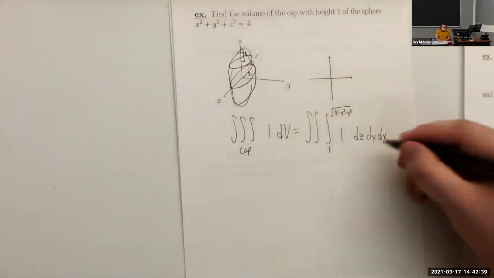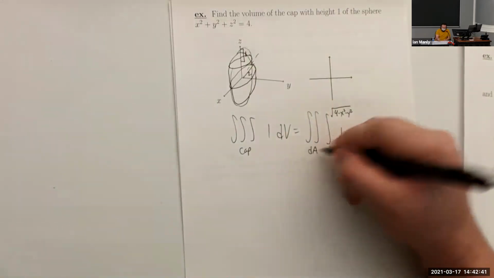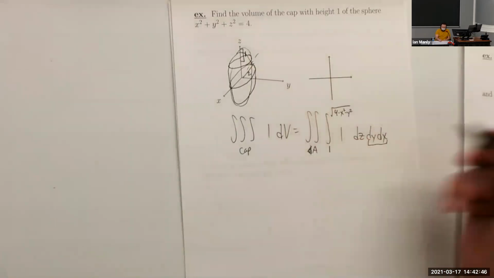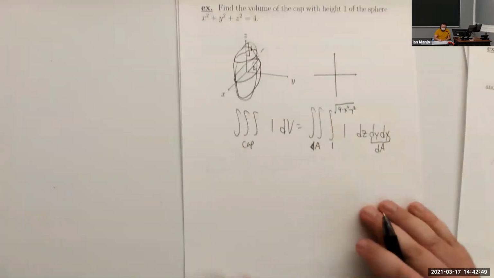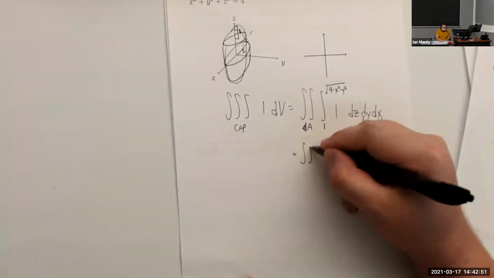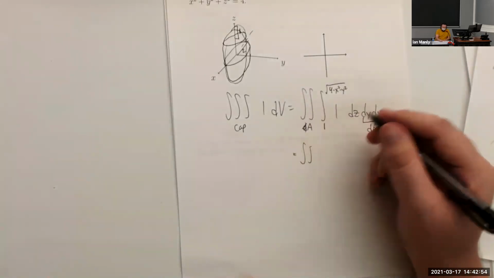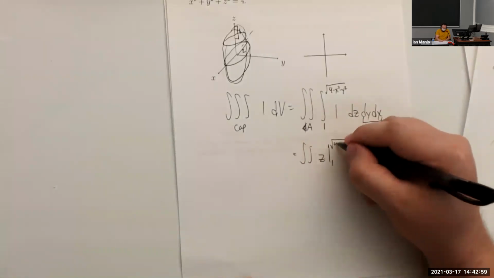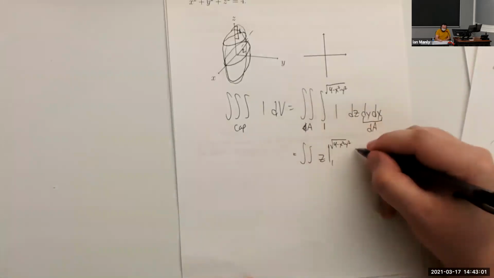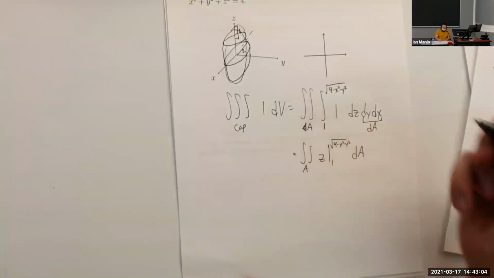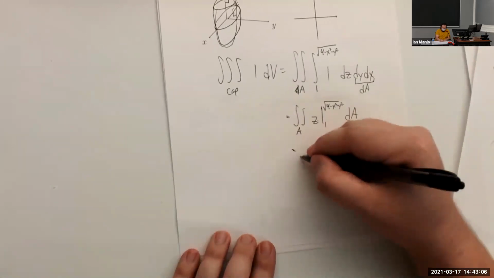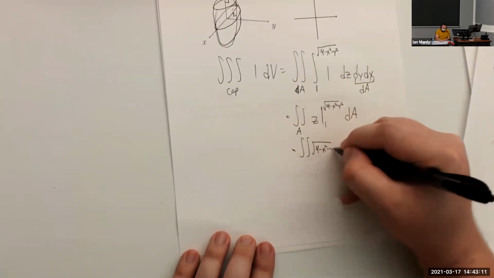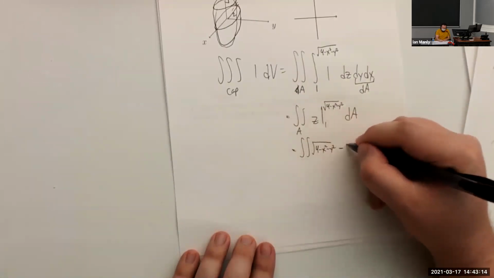Okay. And then I'm actually going to worry about this in a moment. So I'm just going to do the integral with respect to z and then worry about going over the area here afterwards. So I have the integral of 1 with respect to z is z. And I have this going from 1 to root 4 minus x squared minus y squared. All right, and then if I plug this in here, I have root 4 minus x squared minus y squared minus 1.